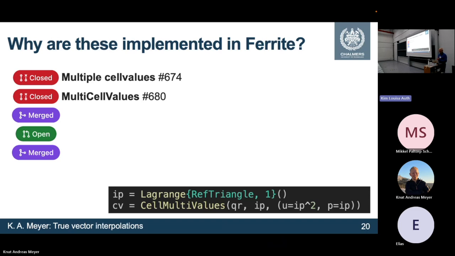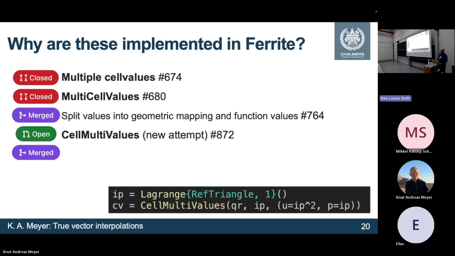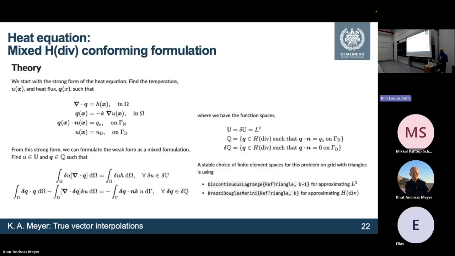So let's do that. Then I split the values into geometric and function values, which now makes it complicated. But before doing that, Fredrik said, by the way, how would this turn out if you have these H-div and H-curl elements? Well, I tried again, that's still open. So that's not merged, but the H-div and H-curl are there. Okay, now I realize I need to be fast.